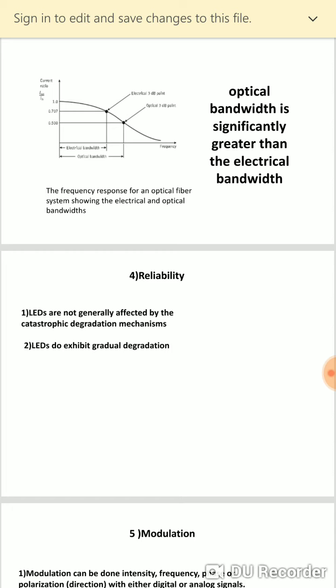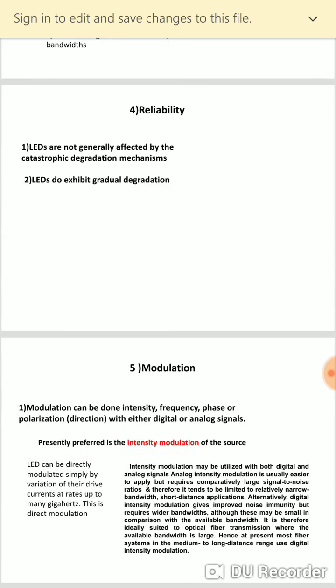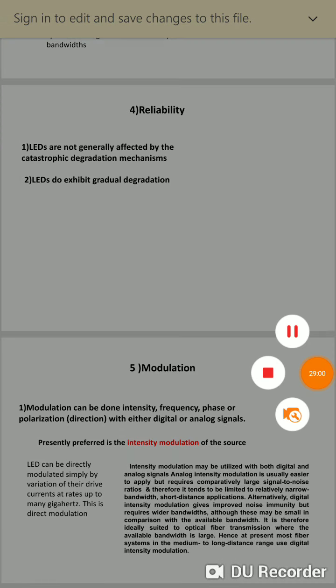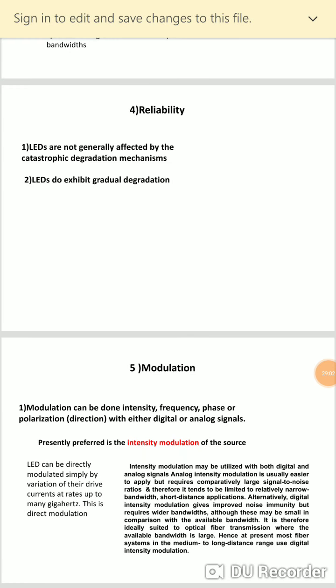In case of laser, catastrophic and gradual, both the degradations are present. So reliability of laser is less. In case of LED, only gradual degradation is present. So reliability of LED is more than laser. Then the fifth characteristic we have considered is modulation of light.